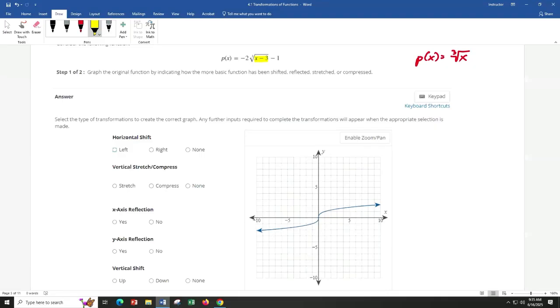X minus 3 equals what? X minus 3 equals 0, which is going to be equal to what? X is equal to 3. We'll go over to 3. Okay, kind of help you out a little bit. So I'm going to be going to the right.